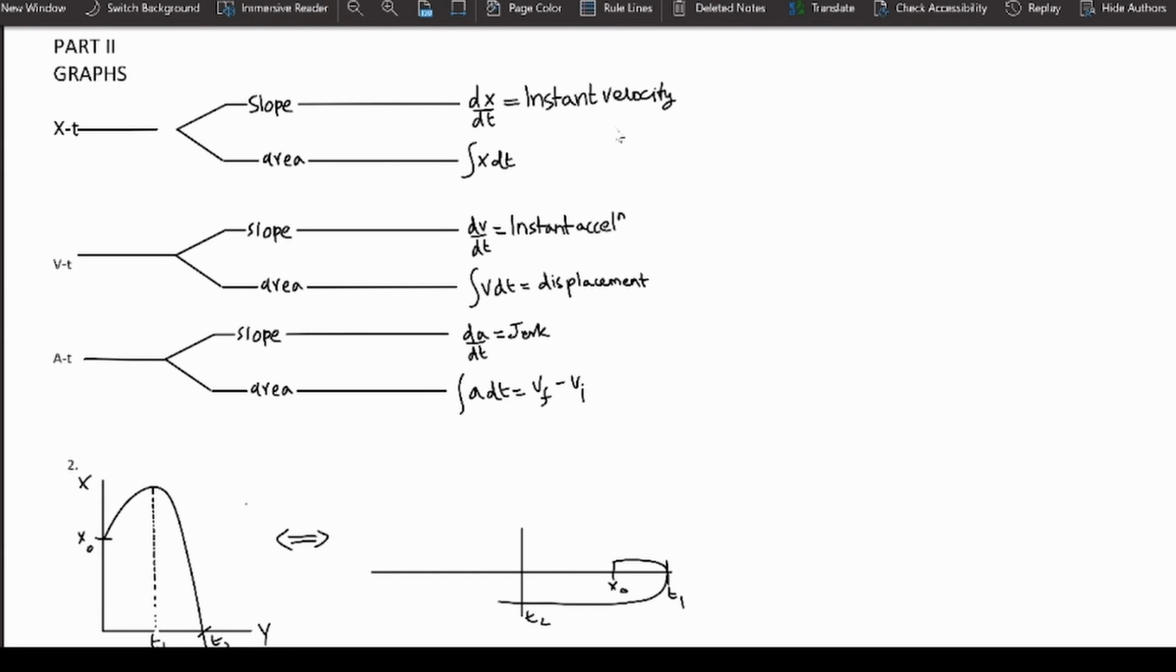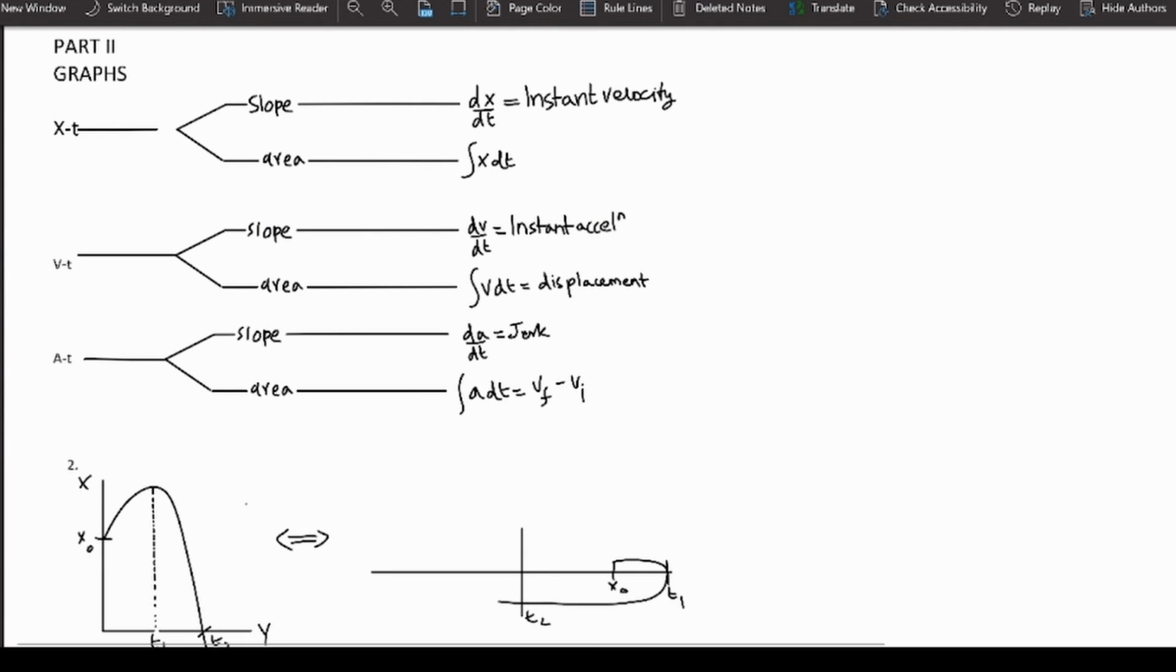I have made it short and sweet here. So there are three types of graphs we have, that is the XT, VT, and AT graph. Each has slope and area. If we think about the XT graph, the slope gives instantaneous velocity, right? And depending on the question, the result of the area varies, so that is something you should look out for on your own.